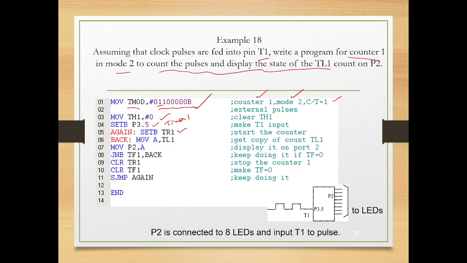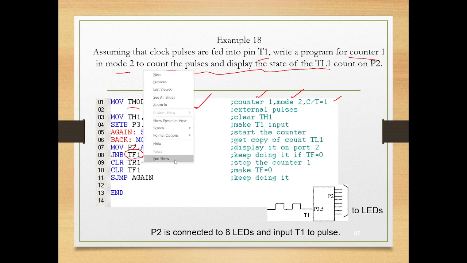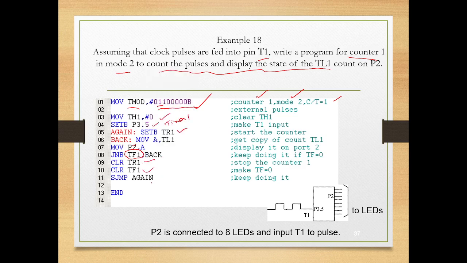Then the next step is that the value of A is moved into port 2 for the display, and we are continuously checking the flag register. When the flag is set, it comes out of the loop, otherwise it keeps executing the same loop. After that it clears the TR register, the timer run register, and then the flag register is cleared. Again the loop goes back to the first step here.